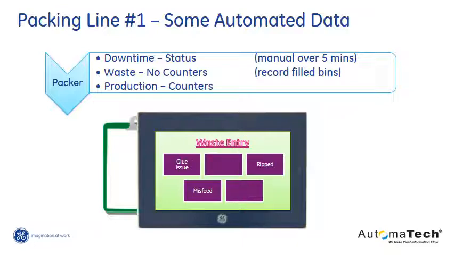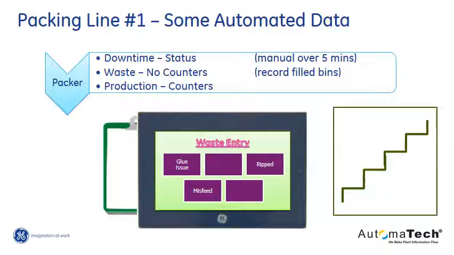Now, we can do something similar for waste. In this case, our packer has no automation for waste kickoffs, but if we have many of them, we can have the operator use a waste entry screen to also keep track of that information as well. And finally, with those production counters, we do have some automation coming from the packer, and that includes knowing every time a case has been created. So we'll take that in as part of our system analysis as well.